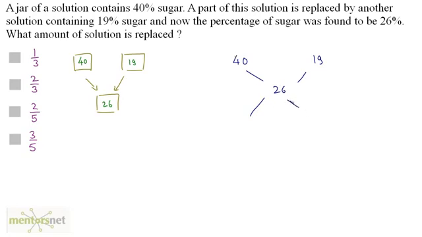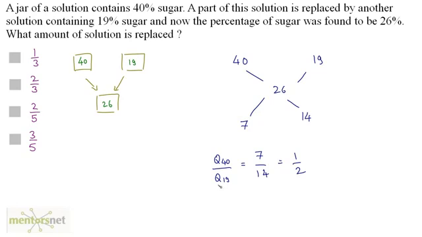So 40 minus 26 is equal to 14, and 26 minus 19 is equal to 7. So we have the quantity of the 40% sugar solution upon the quantity of the 19% sugar solution equal to 7 by 14, and that's 1 by 2. Now what amount of solution is replaced? So the amount of solution that is replaced from the 40% sugar solution is the amount of solution which is added, right? And which solution is added? The solution which contains 19% sugar is added.